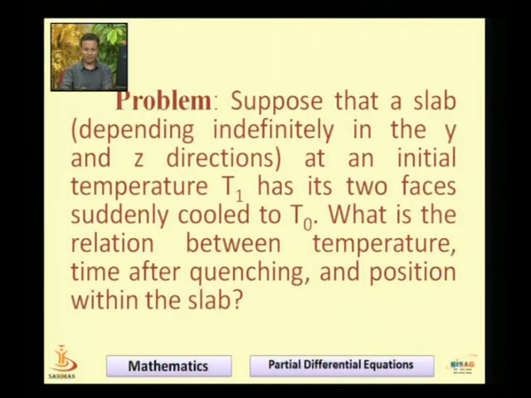Now first we consider a problem. Suppose that a slab extending indefinitely in the y and z directions at an initial temperature T1 has its two faces suddenly cooled to temperature T0. Now what is the relation between temperature, time after quenching, and position within this slab? So this is described by a linear PDE, and we are going to solve this by method of separation of variable.